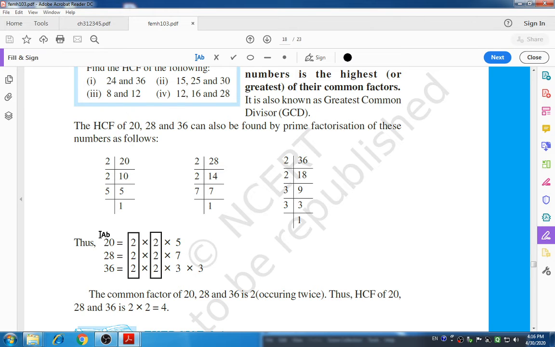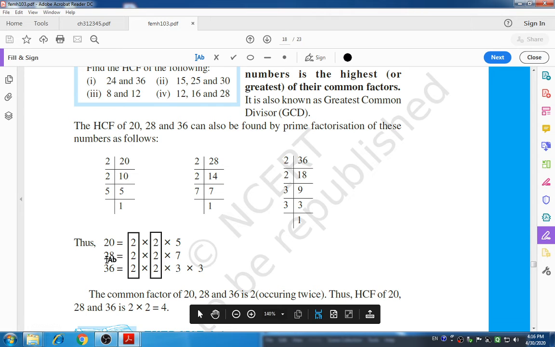The prime factorization of 20 is 2 into 2 into 5. 2 twos are 4, 4 fives are 20. Prime factors of 28: 2 twos are 4, 7 fours are 28. Prime factors of 36: 2 twos are 4, 3 fours are 12, 3 twelves are 36. So the common factor of 20, 28 and 36 is 2, which occurs 2 times.